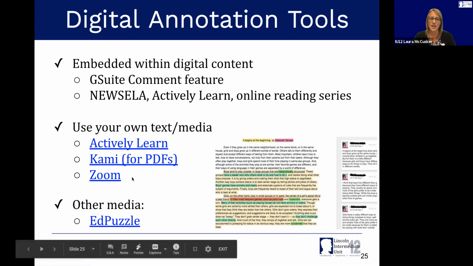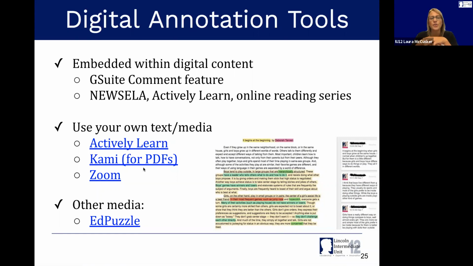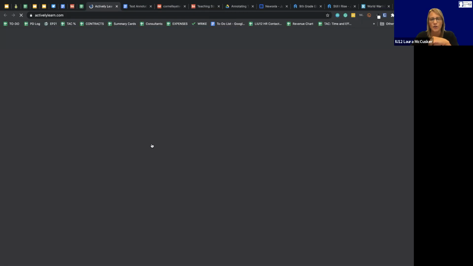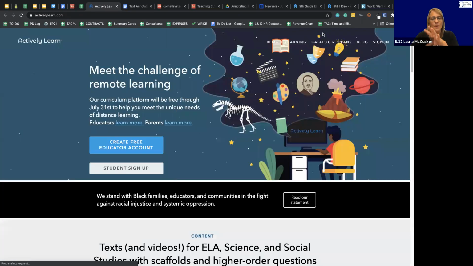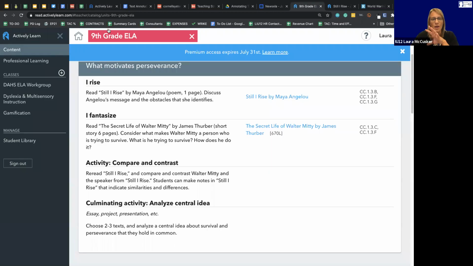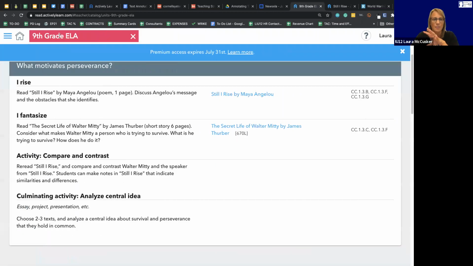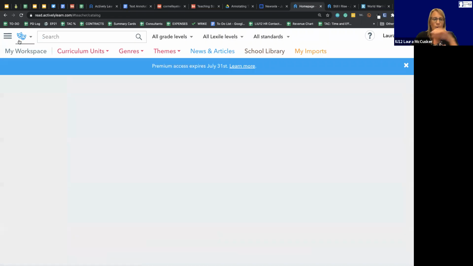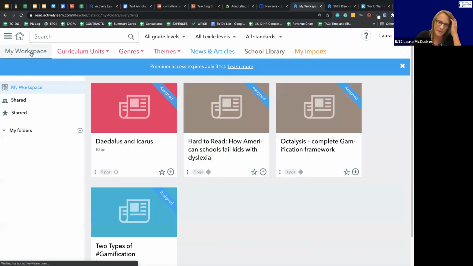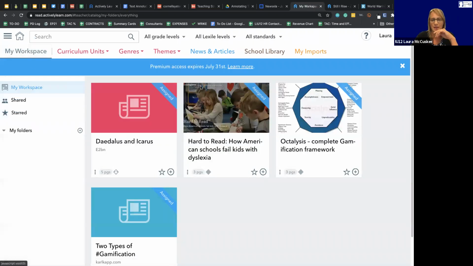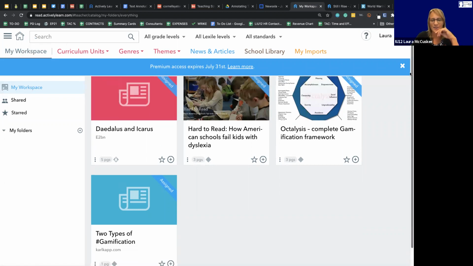The second section I have here is about when you're using your own text or other media. So Actively Learn, we just went there. I can upload into Actively Learn any text that I would like students to work with. So let's say that I'm not here now for this text, but instead I want to go home and I want to go to my workspace and I want to upload something.